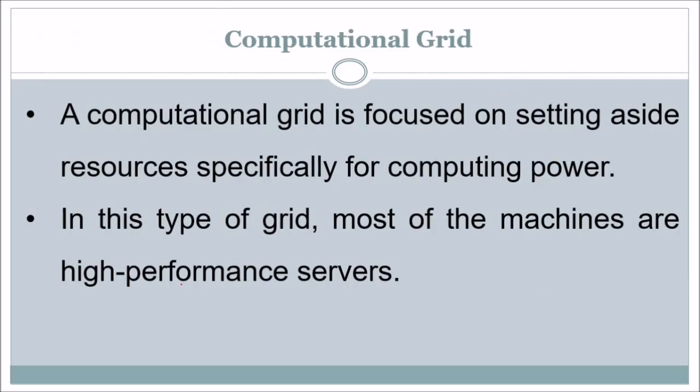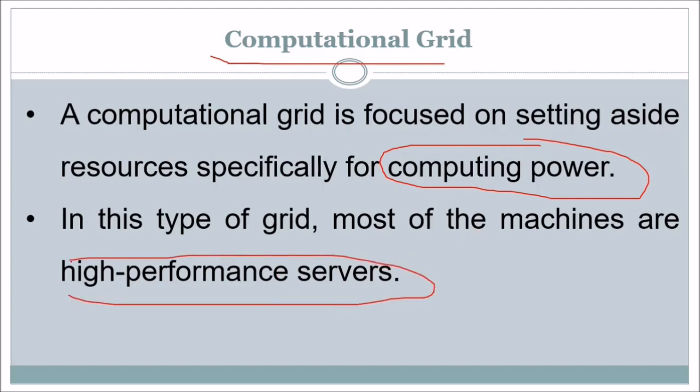So what is a computational grid? This computational grid focuses on setting aside resources specifically for computing power. So if required for high computing, the computational grid is there. In this type of grid, most of the machines are high performance servers, specifically for computing power. It gives a great computing power. That is why it is called the computational grid.